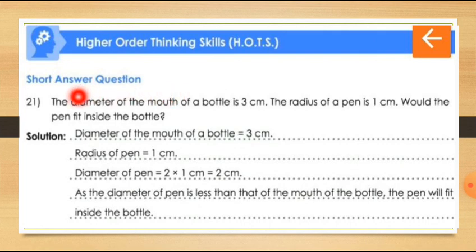Question number 21. The diameter of the mouth of a bottle is 3 centimeter. The radius of a pen is 1 centimeter. Would the pen fit inside the bottle? So look, the diameter of the mouth of the bottle is given as 3 centimeter, and the radius of a pen is 1 centimeter. Would the pen fit inside the bottle? How can we find out?